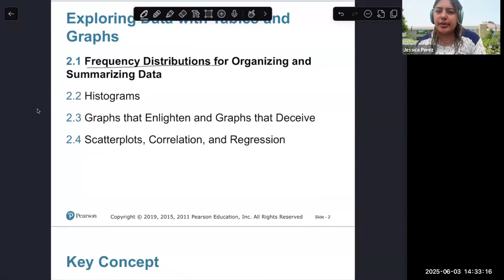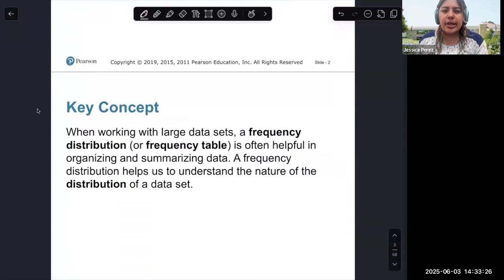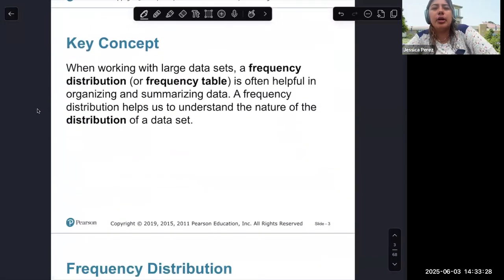Now we're going to go into the specifics on histograms and graphs. In this chapter, we're only going to do 2.1, 2.2, and 2.3. What is the key concept of this section? When working with large sets of data, there exists something called a frequency distribution or a frequency table that is helpful for organizing and summarizing data.